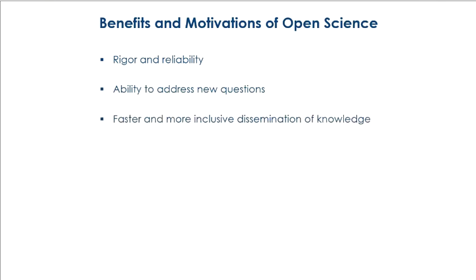Open science enables the faster and more inclusive dissemination of knowledge. It allows for access by researchers in developing countries and in institutions that may not be as research intensive, and allows them to participate in research.